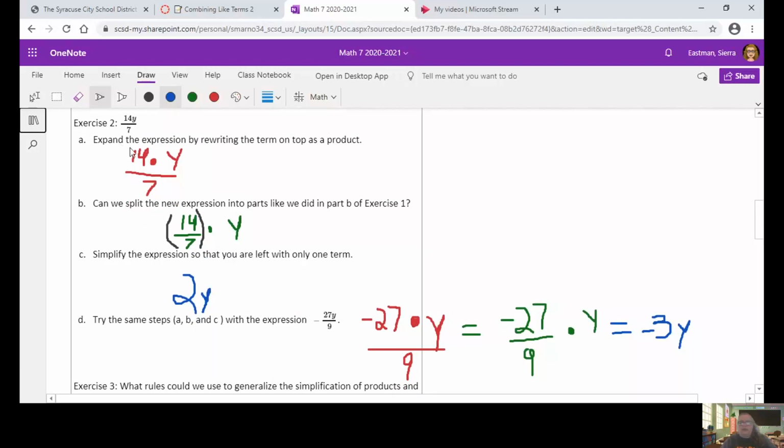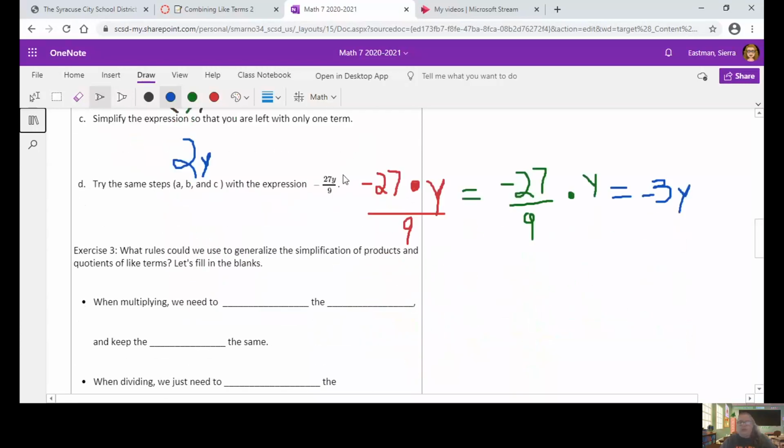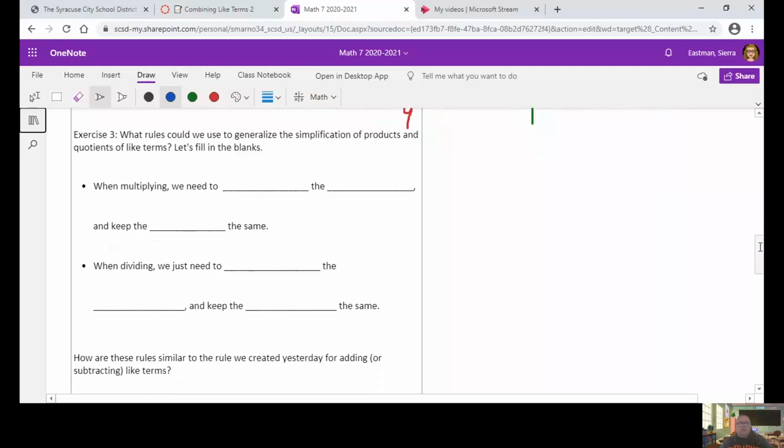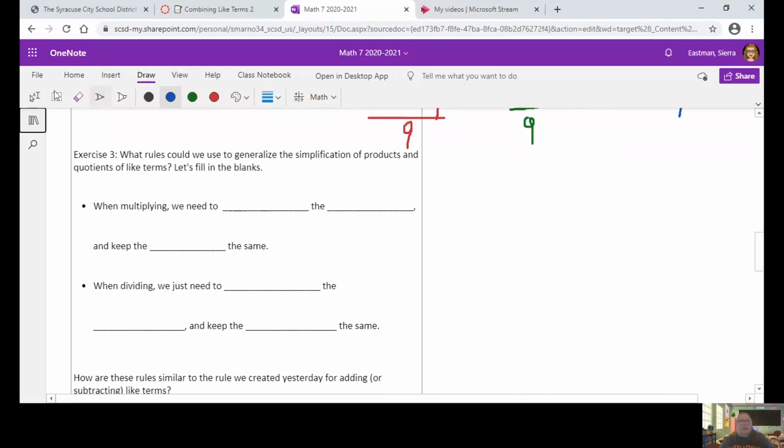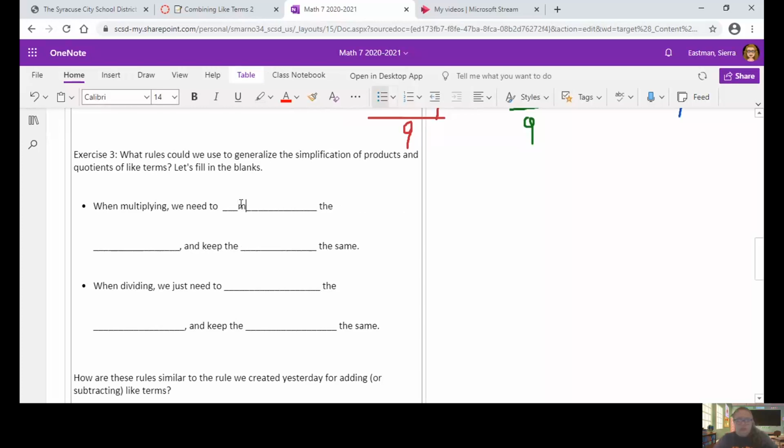Same thing with the division. We divided the coefficients, or our actual numbers. 14 divided by 7 got me that 2, but the variable stayed the same. Negative 27 divided by 9 got me that negative 3. But again, the variable stayed the same. So let's try to fill in these blanks here for our 2 rules. When multiplying, we need to multiply the coefficients.